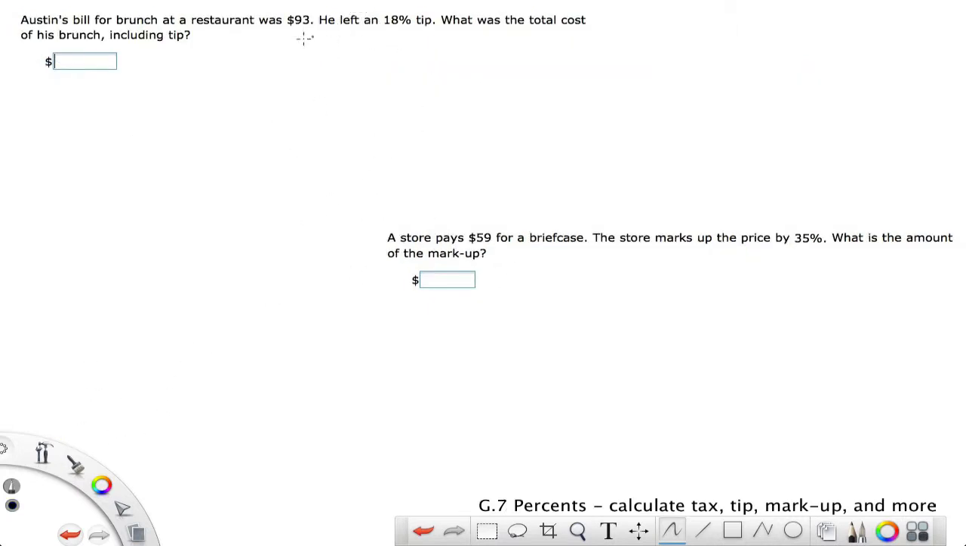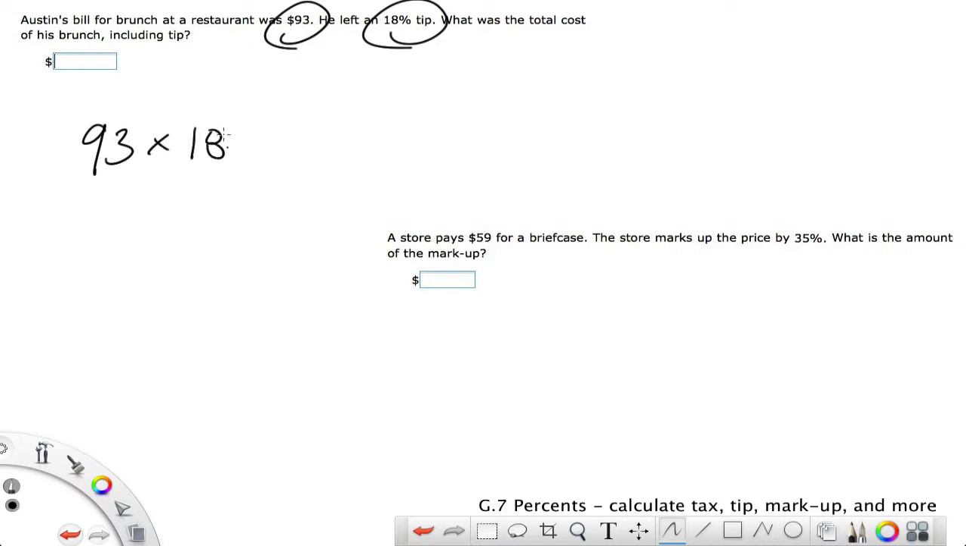Alright, so now we've got a $93 bill and an 18% tip. What's the total cost? So we need to find the tip plus the brunch. We'll do the regular way, finding the tip and adding, and I'll show you a more advanced way to do it. In this case, we've got a 2-digit times a 2-digit, and I know it's about $100. This is about 18%, so it's going to be somewhere just under $18 for the tip. So let's go ahead and do the rainbow.